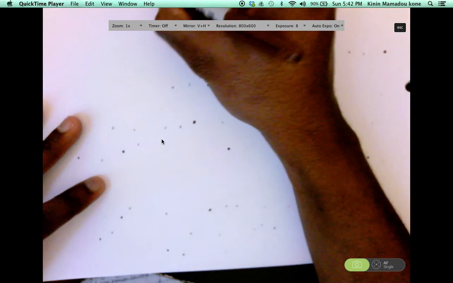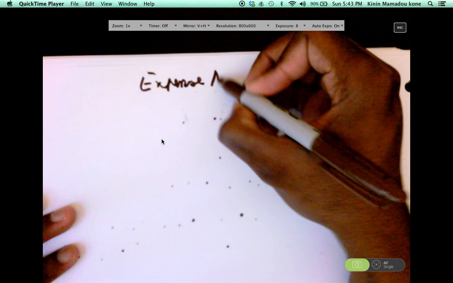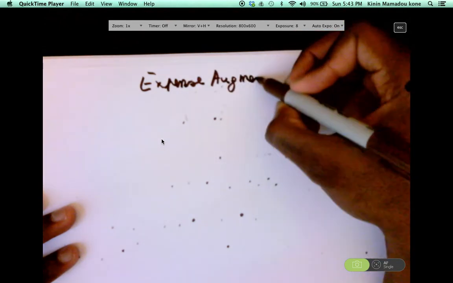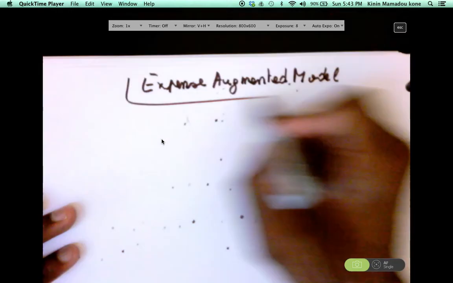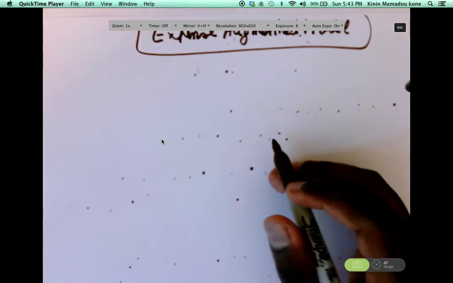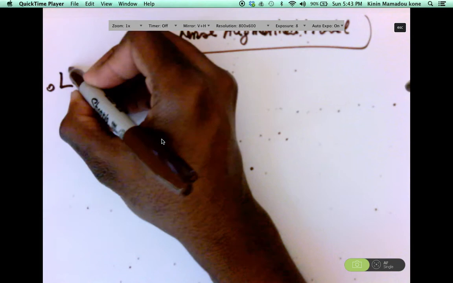Okay, so expense. So let's now talk about the expense augmented model. They love those complicated words. So we're going to introduce the random variable L G.